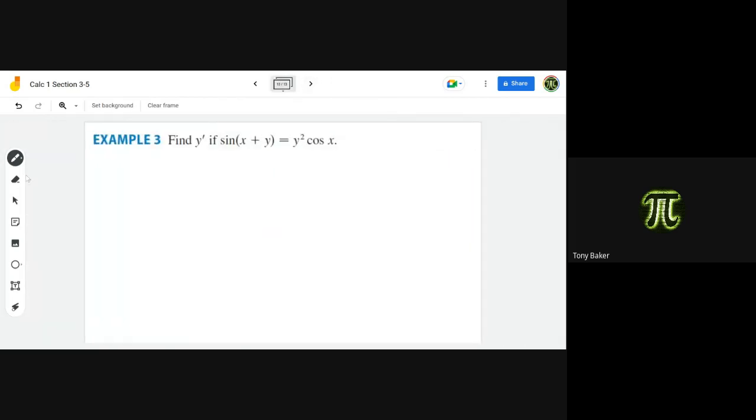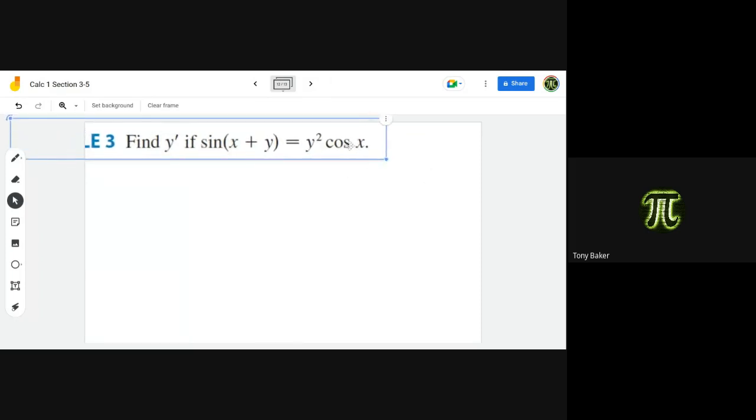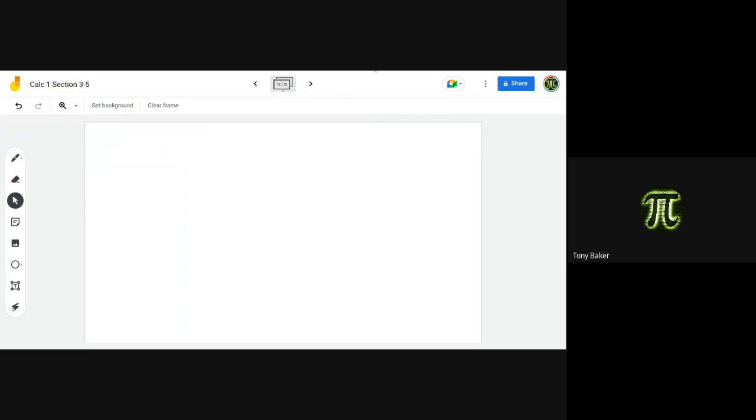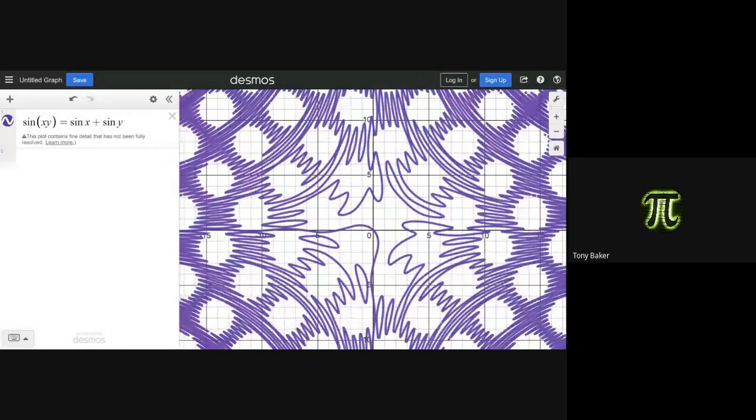All right, let's look at one with trig equations. Actually, you know what? I want to do a different problem. I want to do this one, because this graph looks cool.